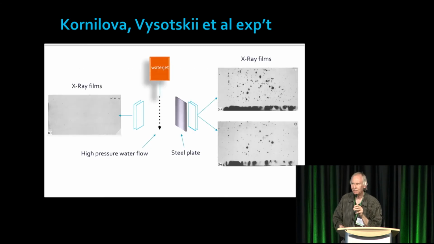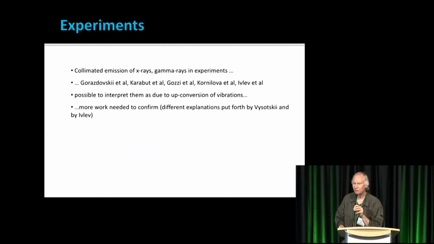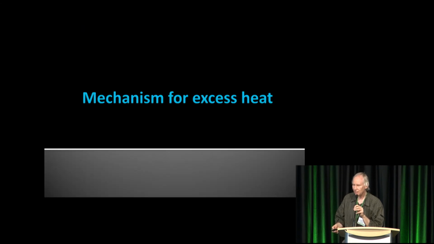I'm of the opinion that the Kornilova Vysotskii water jet experiment is an up-conversion thing. My friend Vysotskii violently disagrees with me on this, and we'll explain probably why later on. But the basic idea is that collimated X-rays are observed in this experiment and in some other experiments as well. I draw attention to a recent experiment by Ivlev, which I think is very important.